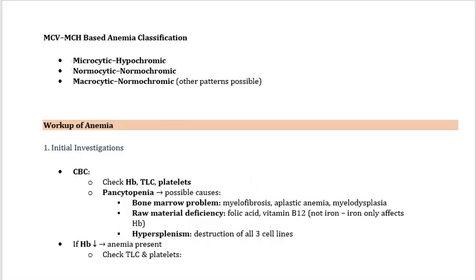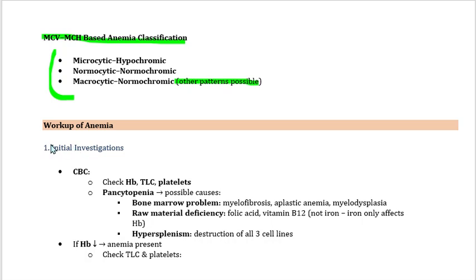So now combining both MCV and MCH, we can classify anemia like microcytic hypochromic anemia, normocytic normochromic anemia, and macrocytic normochromic anemia. Other patterns are possible, but these are just for an example of how we can classify them.